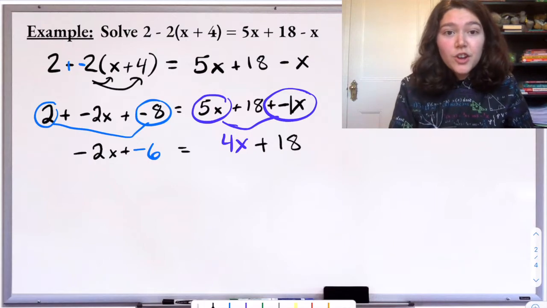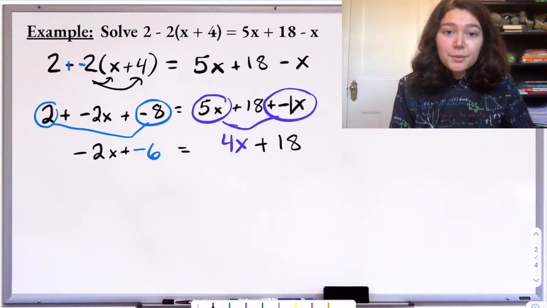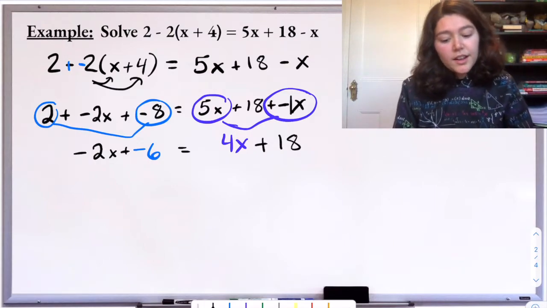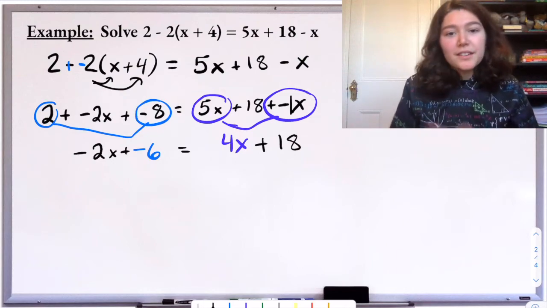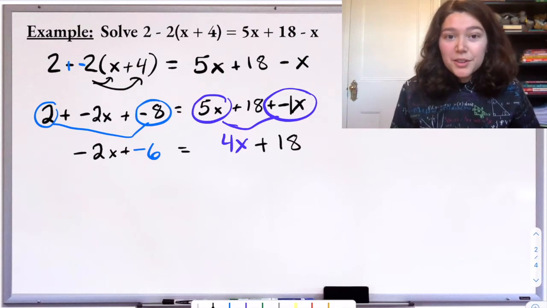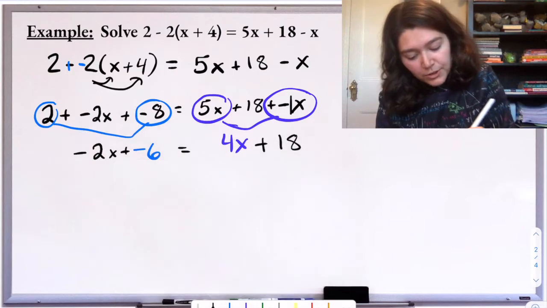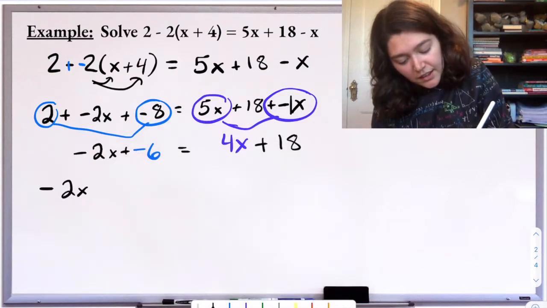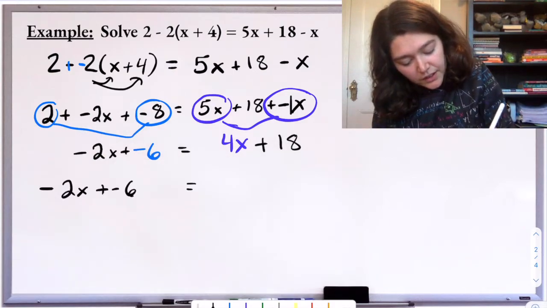Then at this stage, we want to get all the variable terms to one side of the equation. I like to try to get rid of the negatives because then we just have positive numbers, and that's always better. So I'll rewrite this equation here. Negative 2x plus negative 6 equals 4x plus 18.